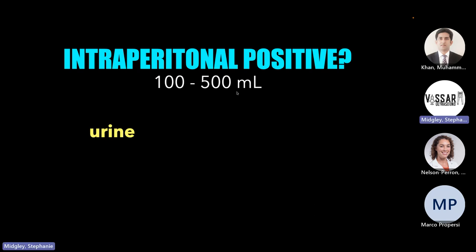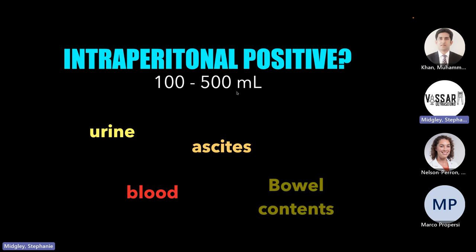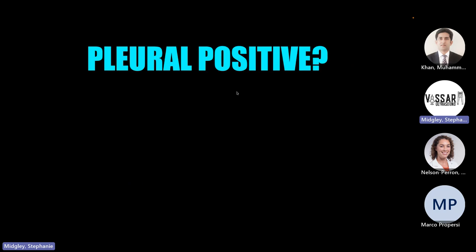Just know that things that are going to cause a positive FAST can be urine. So if they have an intraperitoneal bladder rupture, you're going to get it. Blood, obviously. Ascites. So if you have somebody with a super distended abdomen that doesn't have any history and you're trying to figure out, is this ascites or bowel obstruction? This is a really quick, easy test. And then bowel contents. So perfed bowel is going to have a positive FAST.